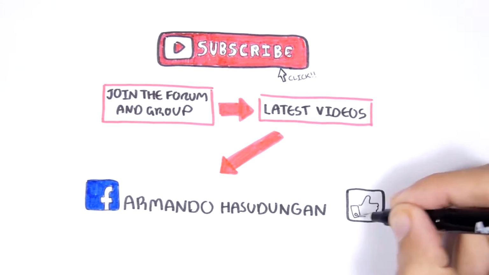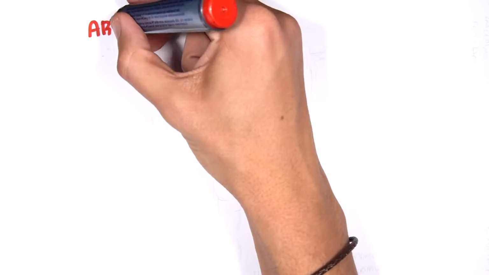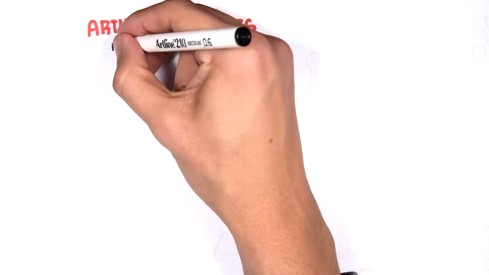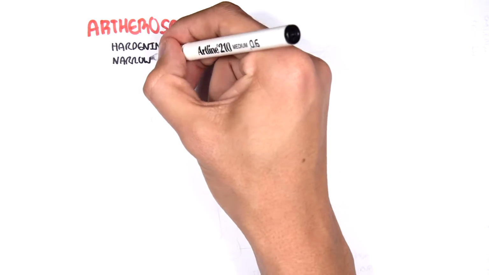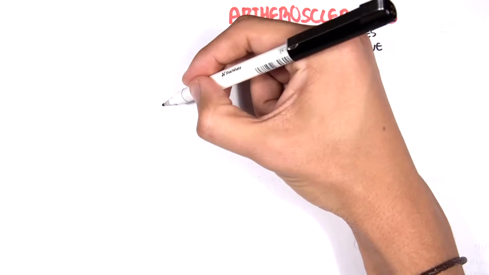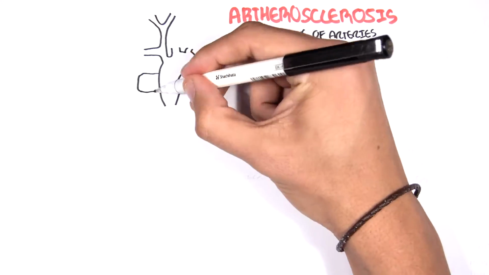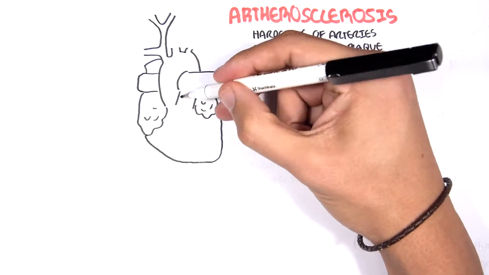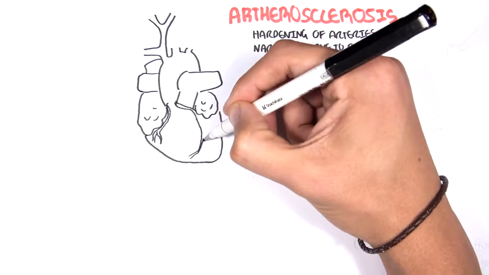In this video, we're going to talk about atherosclerosis, which is hardening of the arteries. Actually, it's the narrowing of the arteries due to plaque formation. A plaque, in this case, is basically a waxy substance made of predominantly lipids. Atherosclerosis is different to arteriosclerosis, which is just hardening of the arteries. Now, atherosclerosis is a common cause of heart attacks.